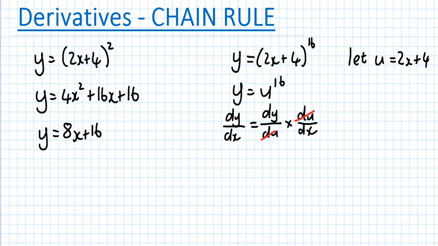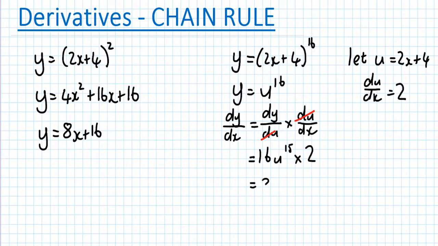So let's finish this problem off now. dy/du, the derivative of y with respect to u, is going to be 16u to the power of 15, times du/dx, the derivative of u with respect to x, which is just 2. So this is 32 times u, and u is 2x plus 4, so 32 times (2x + 4) to the power of 15. And that's a much quicker way to find the derivative rather than expanding that term out 16 times.